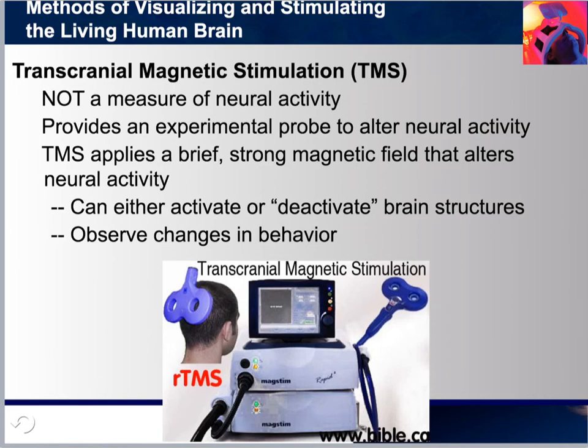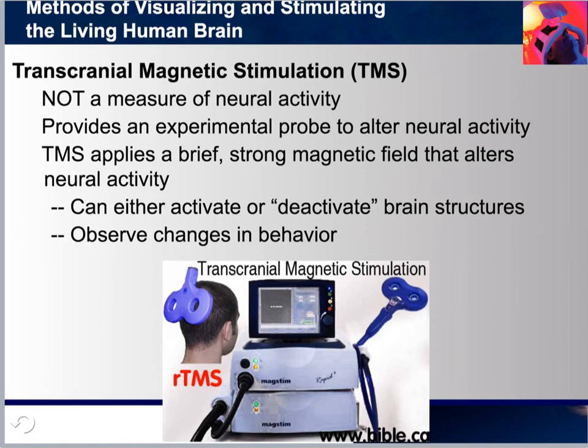Please note that this is not a measure of neural activity. It provides an experimental probe to alter neural activity, as the transcranial magnetic stimulation applies a brief but strong magnetic field that alters neural activity. In fact, we've noticed how individuals can safely have parts of the brain stimulated that are known to control speech, for example. They are asked to say letters or count numbers 1 to 10, and while speaking, they're stimulated by this magnetic force, and we are able to impair their speech.